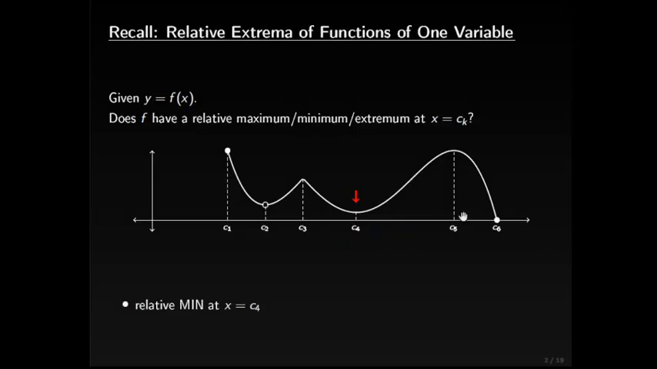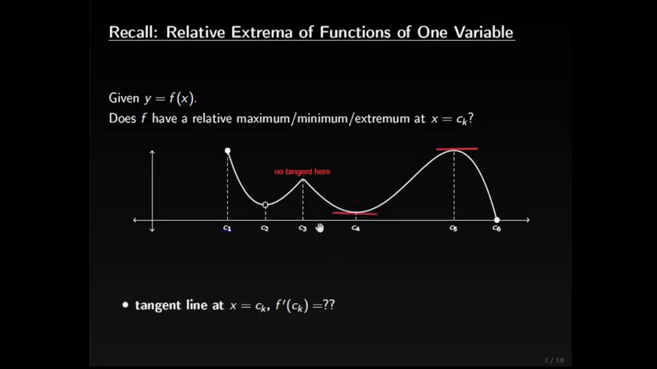On the other hand, consider the point C4. Note that in some open interval around C4, we have the following property. f of x will be greater than or equal to f of C4 for every x in that open interval around C4. So we say f has a relative minimum at x equal to C4.